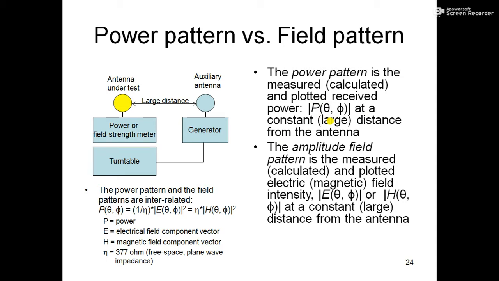The amplitude field pattern is the measured or calculated and plotted electric field or magnetic field, either E of theta comma phi or H of theta comma phi. Both can be used, and both will have almost the same pattern, because you can see the power is related to E squared or H squared. So we get almost the same thing, it makes no difference, but this is how it works.